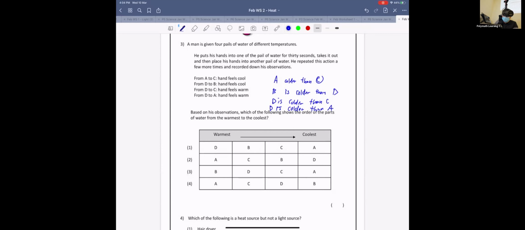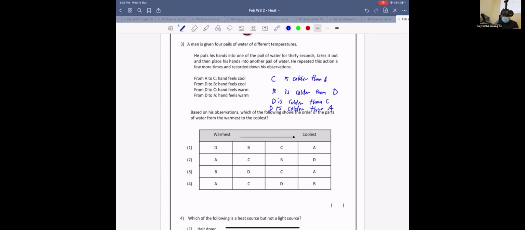Oh, sorry, A to C means C is colder than A. C colder than A. It's not A colder than C, my bad. C is colder than A. Well, when you take out from D and you put it in B, then hands feel cool, that means B is colder than D. This is correct.